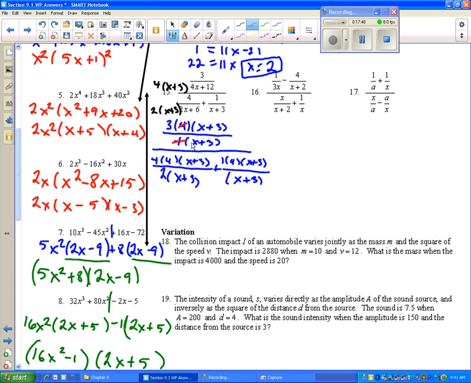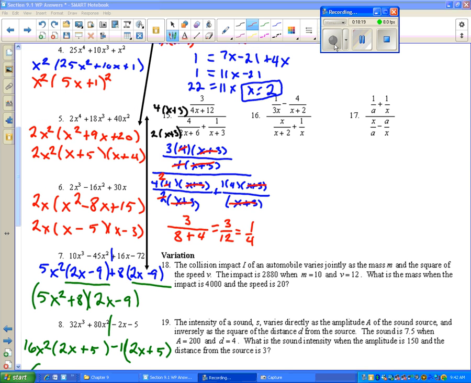The 4's cancel, the x plus 3's cancel, leaving in the numerator just that 3. Here, the x plus 3's cancel. Here, this 2 and this 4 reduce to 2. 4 times 2 is 8. Plus, my x plus 3's cancel. 1 times 4 is 4. So this is 3 over 12, which reduces to 1/4. So that's my answer for number 15, 1/4.